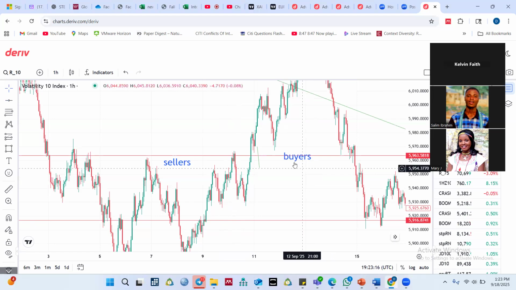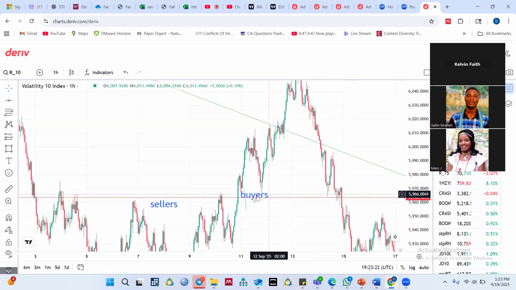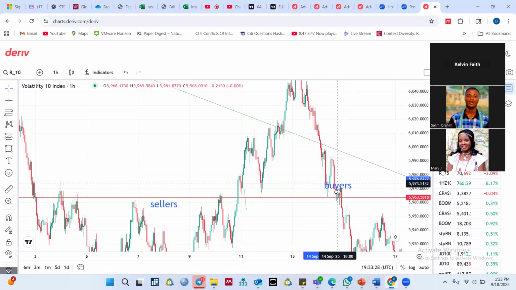Good. This is a red line. So buyers are above it. So we use that place as support to move to the upside. Now see, when price comes back to it, it comes to hit it exactly and still moves up.